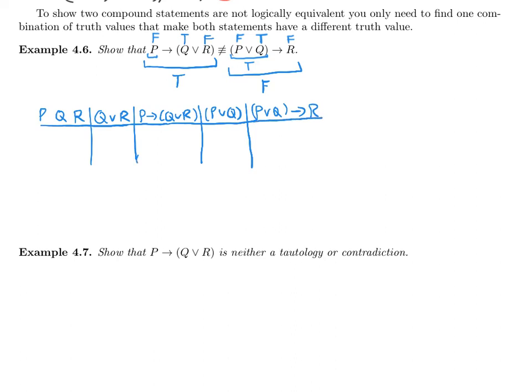And I only need one row. I don't need to do the entire truth table. I just need one situation. And thinking about it, we liked the situation: P was false, Q was true, R was false. Then Q or R here is true. So P implies Q or R. So we have false, true. So this is true.